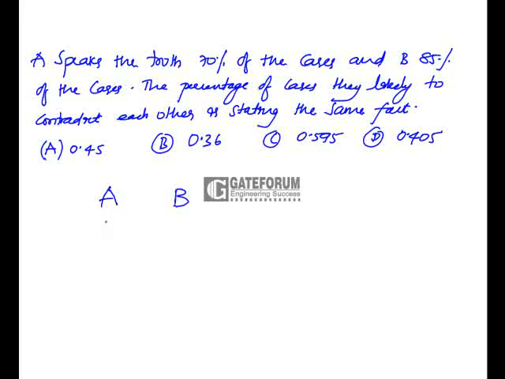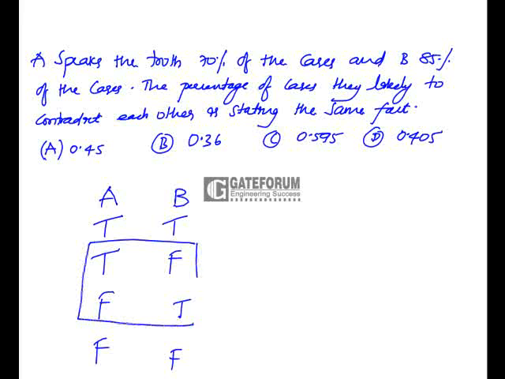There are 4 cases possible for A and B. They both speak the truth. A speaks truth and B false, then A false and B true, and both false. These are the 4 cases possible for A and B. Now what he asked is the percentage of the cases they are likely to contradict each other. They are contradicting only in these 2 conditions.